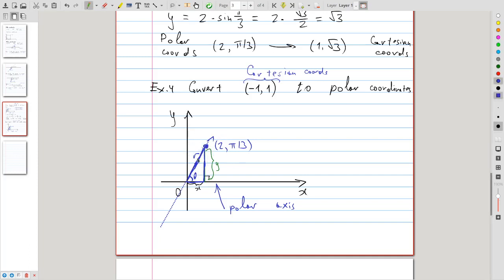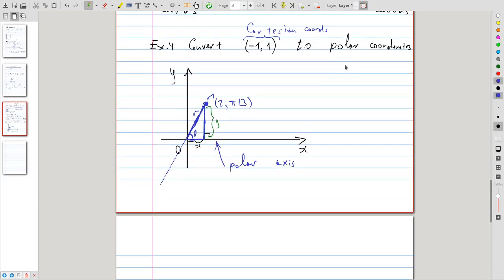From this right triangle, I have that r, being the hypotenuse in this triangle, is equal to the square root of x squared plus y squared, and theta can be determined, for example, as inverse tangent of y divided by x, because x and y are the lengths of these sides in the right triangle, so I have to divide the opposite side by the adjacent side. That gives me tangent of theta, and then I take inverse tangent.